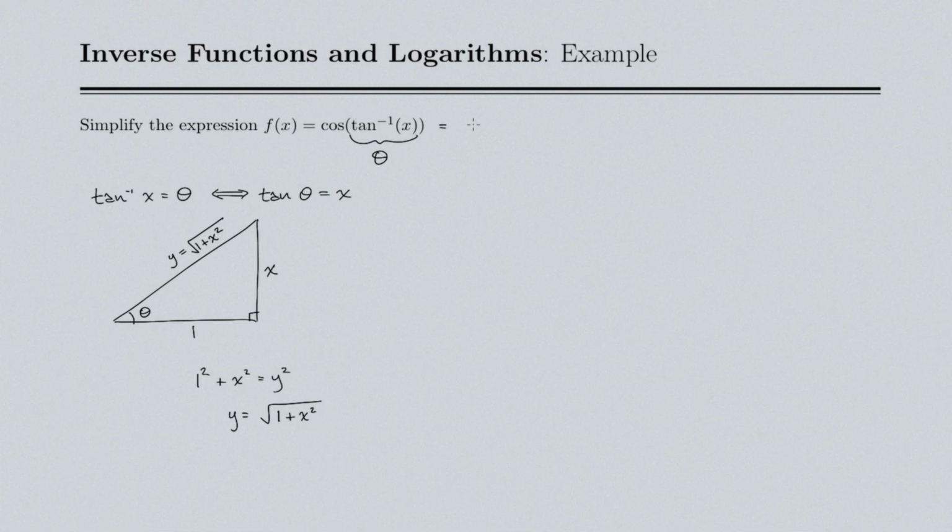Now this function, this is cosine of theta. Cosine is adjacent over hypotenuse. So 1 divided by the square root of 1 plus x squared. And that is a simplified expression for this function.